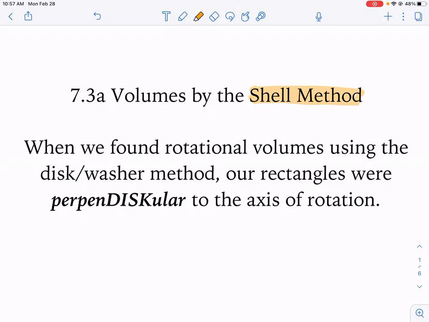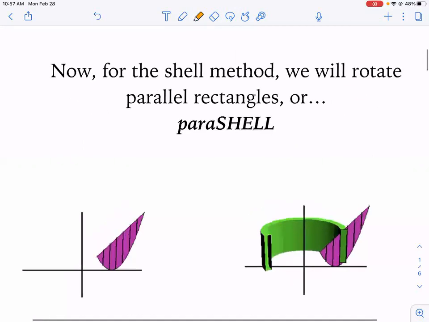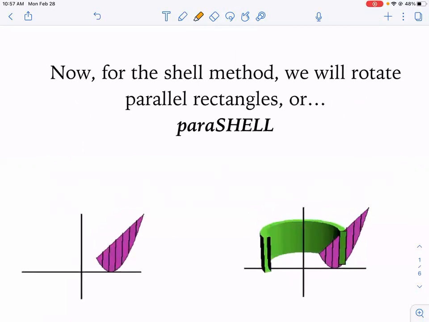Now, since we use perpendicular rectangles to create our disc washers, we are going to use parallel rectangles to make these revolutions. When we use the shell method, we're going to have rectangles that are parallel to the axis of rotation. So we're going to take a rectangle and rotate it around, and we have this cylindrical shell.